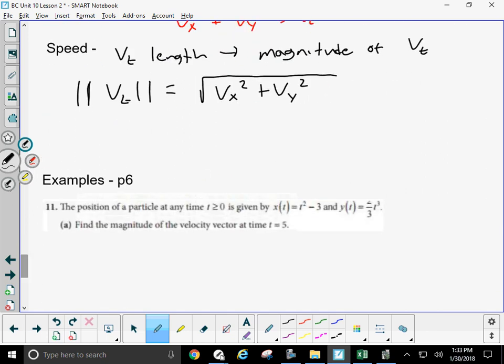So, here, number 11, says find the magnitude of the velocity vector. In AP problems, it will never be that obvious. Instead, they will ask you to find the speed of the particle at time t equals 5. So go ahead and do that.